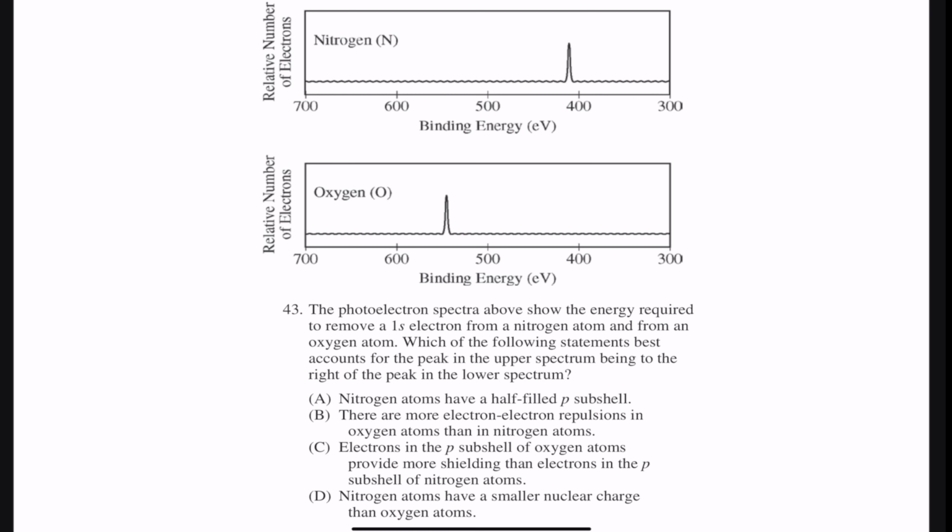Number 43, the photoelectron spectra above showed the energy required to remove one s electron, so the very first orbital that is closest to the nucleus, from a nitrogen and from an oxygen atom. Which of the following statements best accounts for the peak in the upper spectrum, being to the right? It's closer to 400, whereas this is like 550, so this is lower energy, right? Lower binding energy. And why is that, basically?